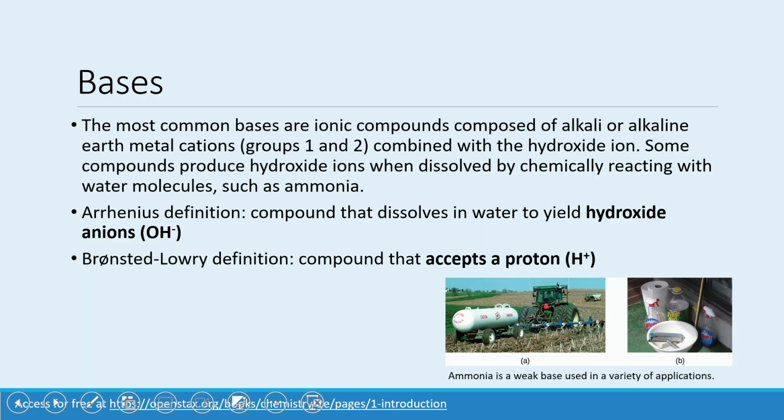Now bases, again, we're going to look at the Arrhenius definition as well as the Bronsted-Lowry. So the Arrhenius definition of bases is that they yield hydroxide anions in water, and so that's your OH negative. And then Bronsted-Lowry, again, the more generalized definition is that bases will accept a proton. So acids donate and bases accept.